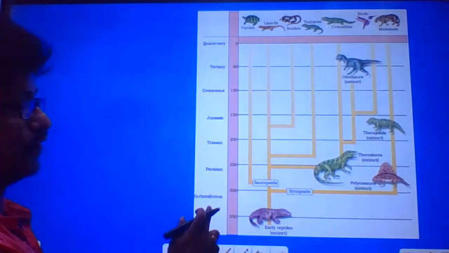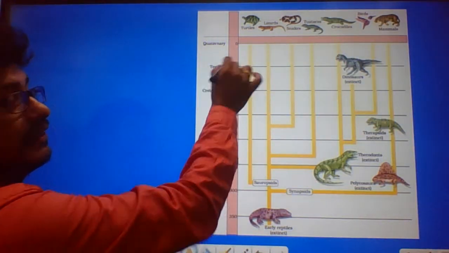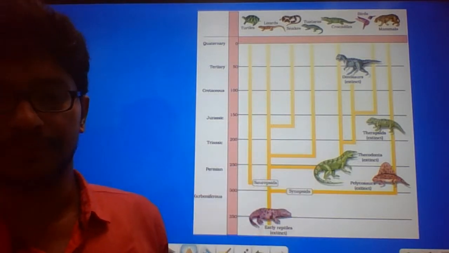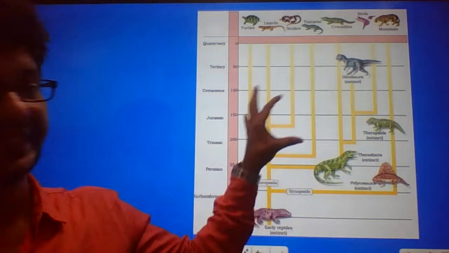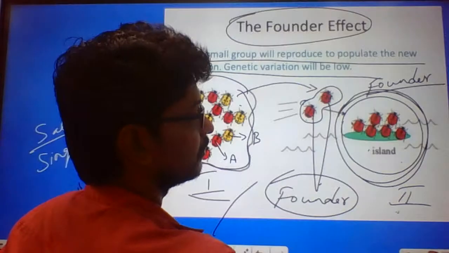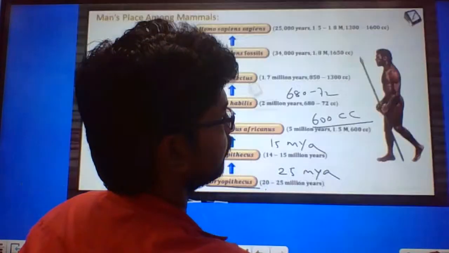Again, this type of question: Permian period, Triassic period, Jurassic period. These two diagrams, don't think you will not get questions. Sometimes the question paper is tough, then you may get a question from any one segment of this particular diagram. So like this, we're done. Just an overview of all these things.